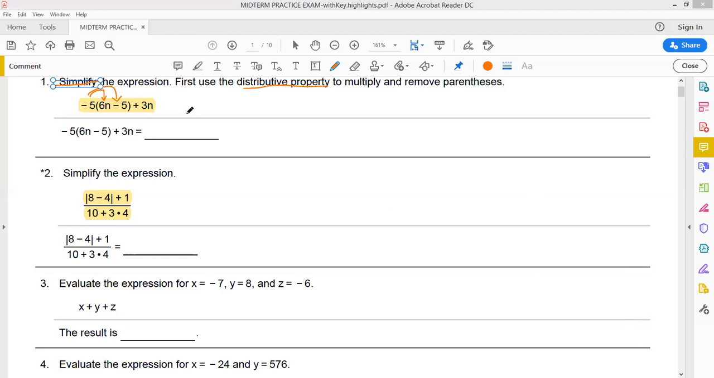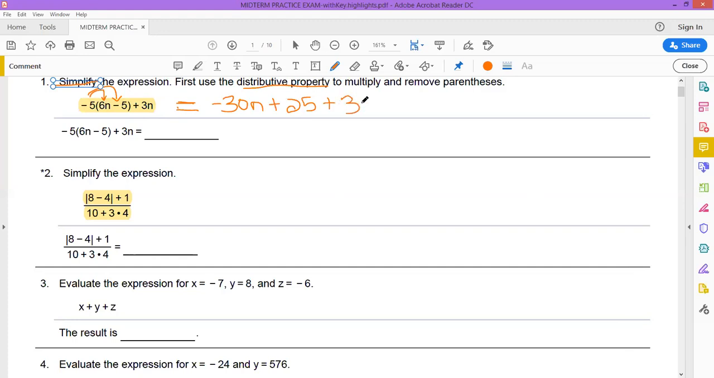Now, when we look at our solution or begin to write our simplification, we have negative 5 times 6n, and that gives us negative 30n. Now we have a negative 5 outside and a negative 5 inside. A negative times a negative will make that negative 5 times negative 5, or positive 25. You see this plus 3n at the end. We'll just attach that term to the end.